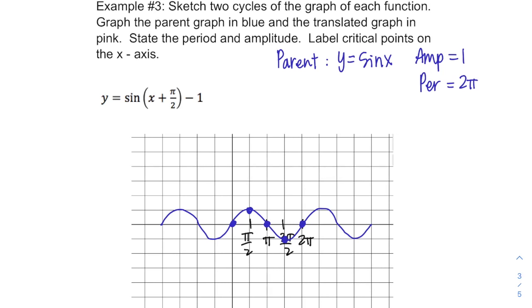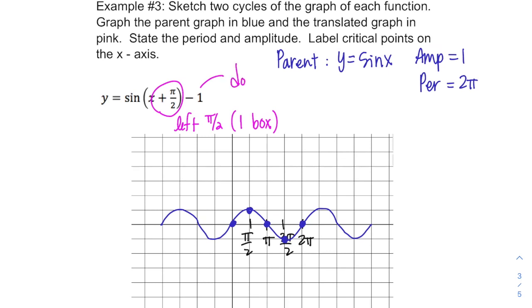Now, we have two different translations here. The first translation is this plus pi over 2. That's inside the parentheses, so it's a left-right, and it's opposite what we think. So we're going to go left pi over 2. And looking at my picture, pi over 2 is one box.